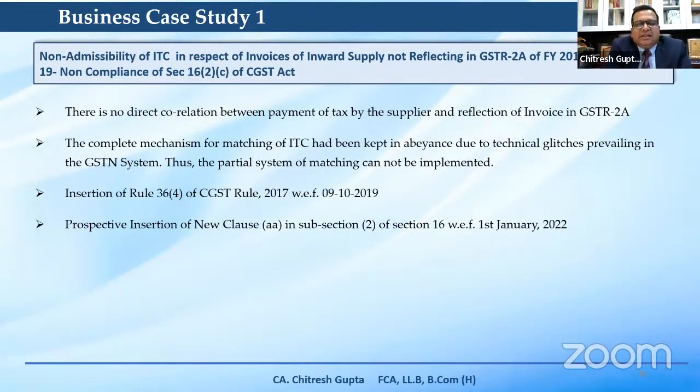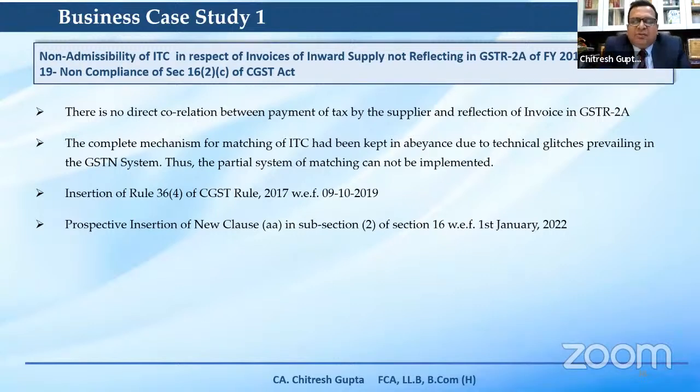Another support to my argument is the prospective insertion of clause (aa) in sub-section 2 of section 16 with effect from 1st January 2022. This section basically states that the credit shall be eligible to the recipient when the details of outward supplies have been furnished by the supplier in his outward return as per section 37. Meaning thereby, now they have inserted the clause in section 16 sub-section 2 as one of the conditions for eligibility of ITC, that unless the supplier has uploaded the details of outward supply in GSTR 1, the recipient will not be eligible to claim the input tax credit.